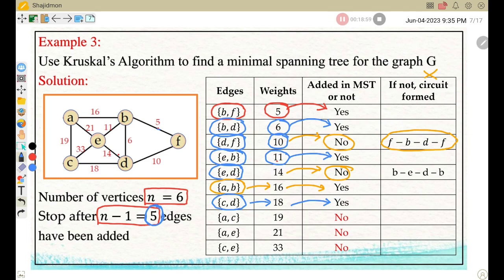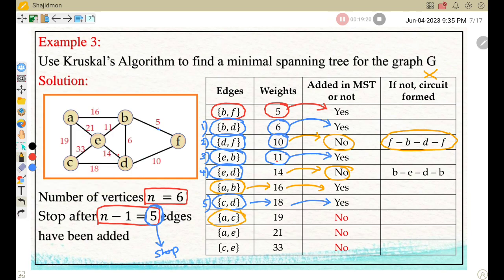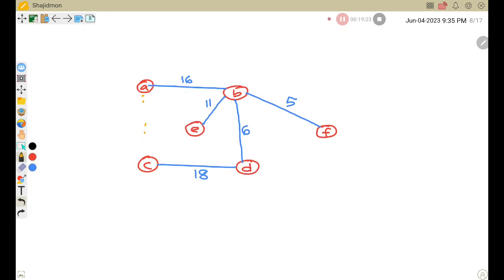Now how many have we added already? 1, 2, 3, 4, 5. Once we add 5, the algorithm will exit. Correct. This is the stopping condition. Now the remaining ones, what can we do? AC, it is no. AE no. CE no. You can check once, AC. For example, if you are adding AC, what happens? You can see, if you add AC here, it will form a circuit. See, one circuit is here. Starting and ending point will be the same. Correct. So AC we cannot add.